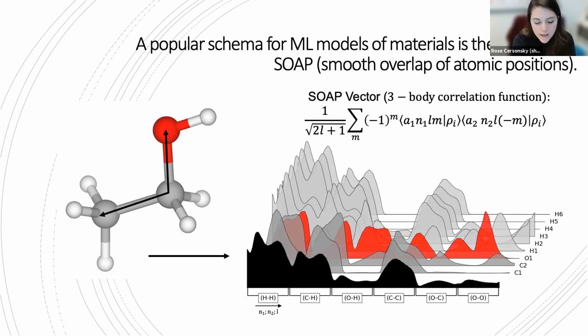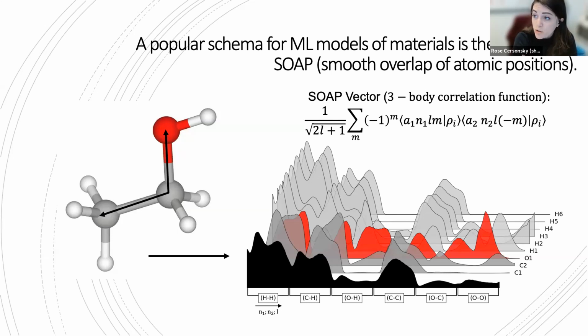Now, the reason why I'm showing you this is not because I expect you to understand what SOAPs are in the span of 5 minutes, but to explain the amount of information that goes into a representation for a machine learning interatomic potential.